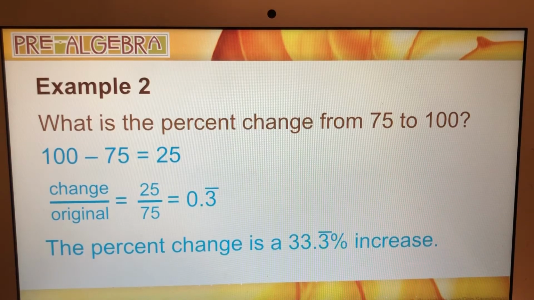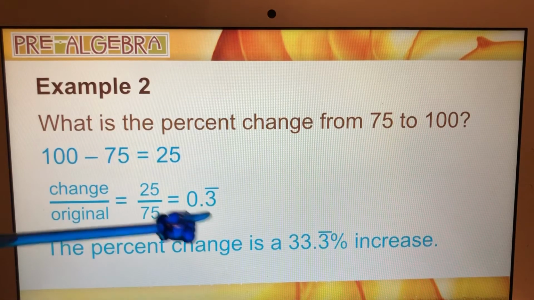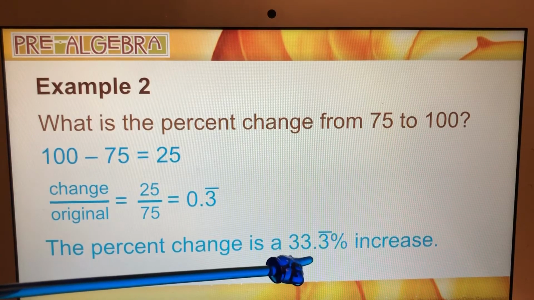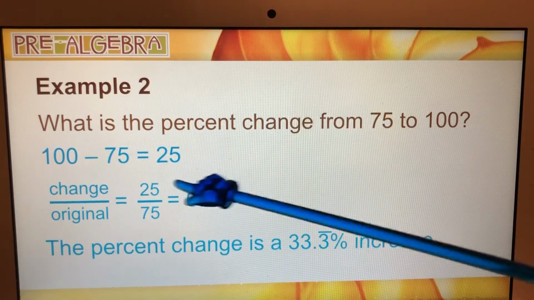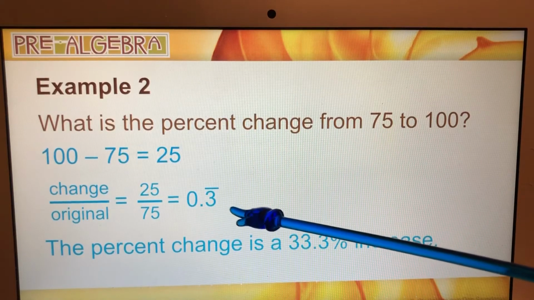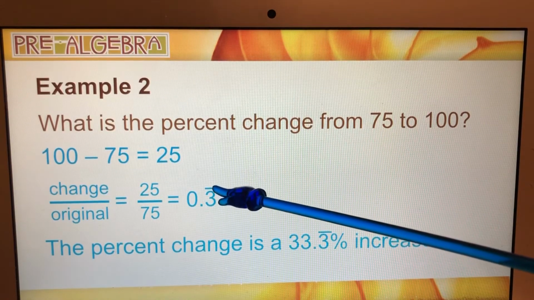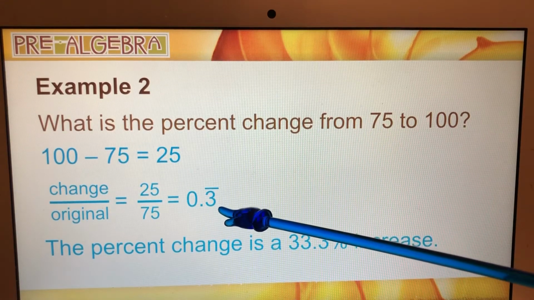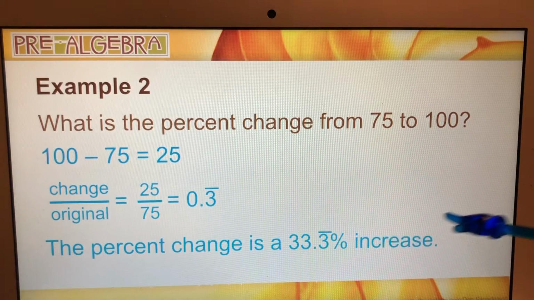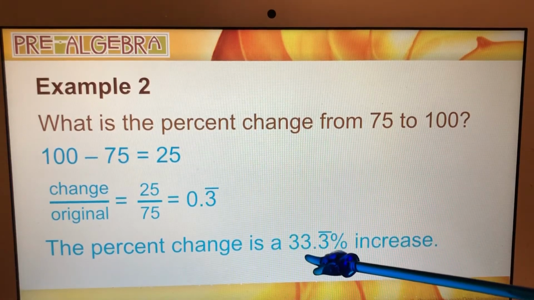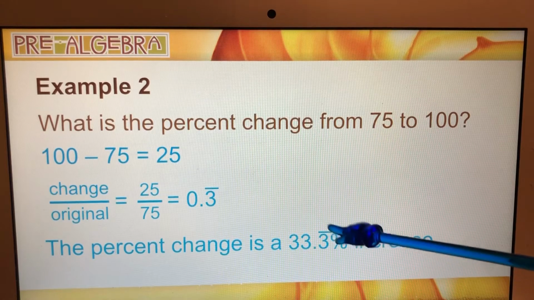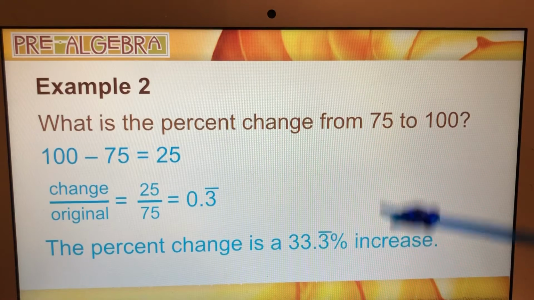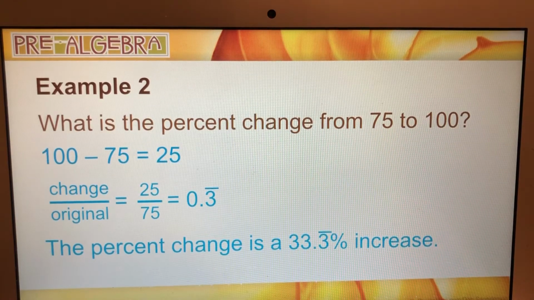That's the percent change. So I'm going to take 0.3 repeating and convert that into a percent. So remember, I need to move the decimal over 2 places. And remember, since the repeat sign is there, that means there's another 3 here, and it just keeps going on. And so my percent is going to be 33.3 repeating percent. And remember, this is an increase because it went from 75 to 100.